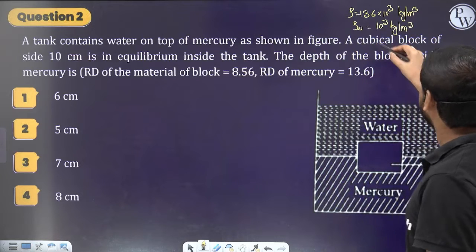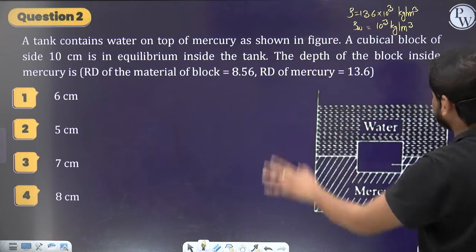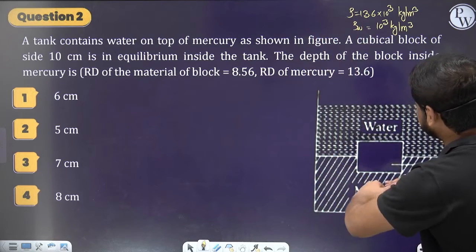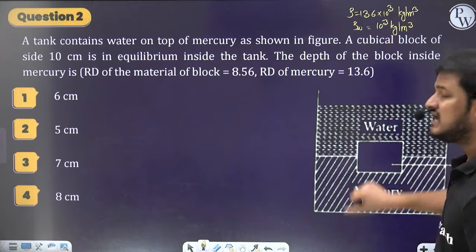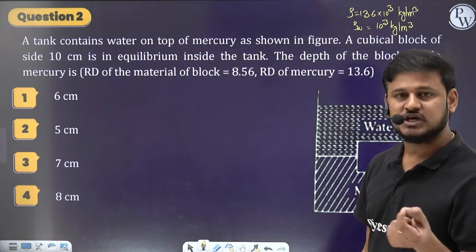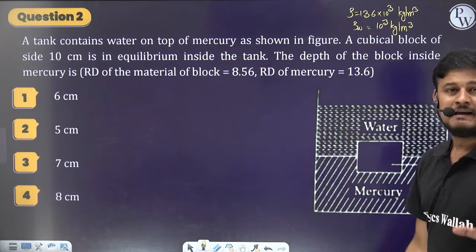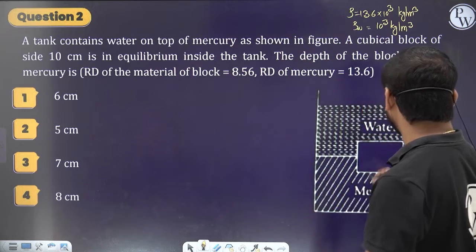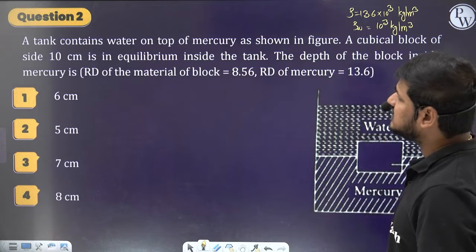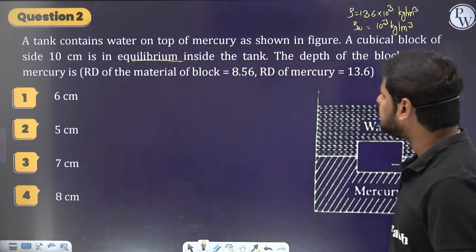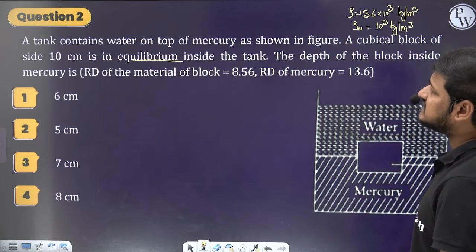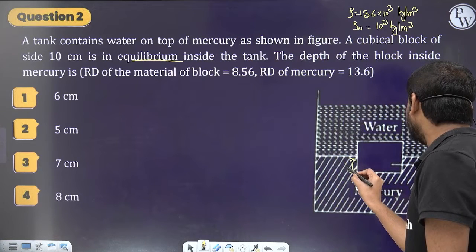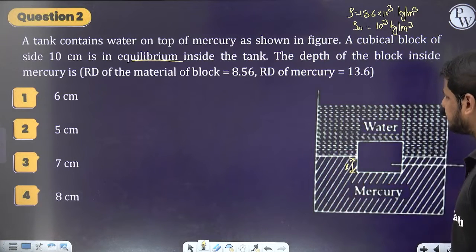As the density of mercury is more and the density of water is less, mercury settles at the bottom of the container and water on the top. These two are immiscible liquids, yes or no? So they do not combine. Okay, so a cubical block of side 10 centimeters is in equilibrium inside the tank. We have to find the depth of the block inside the mercury liquid.